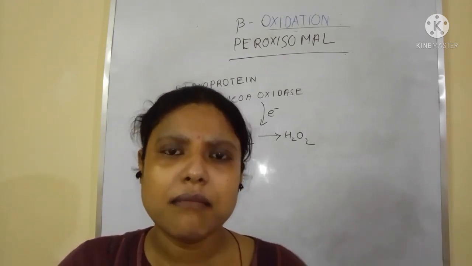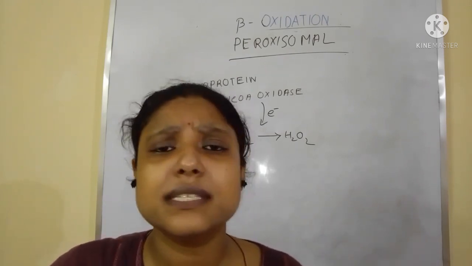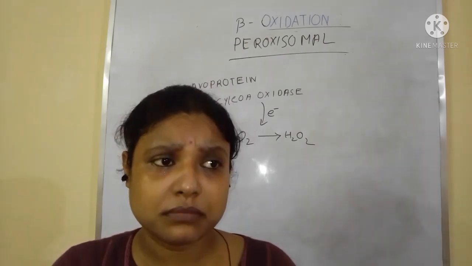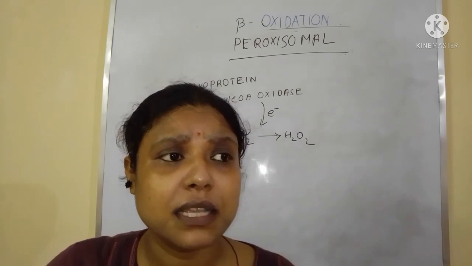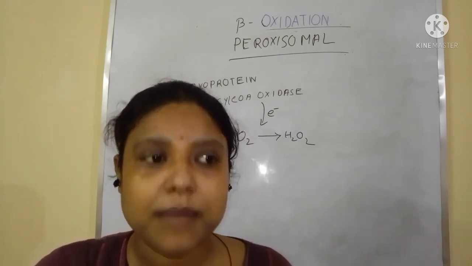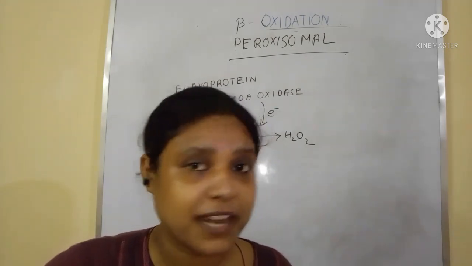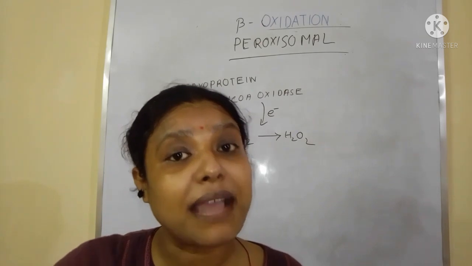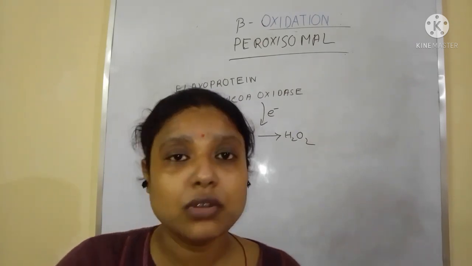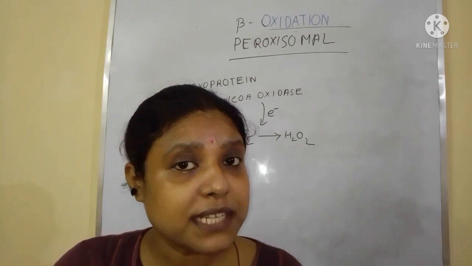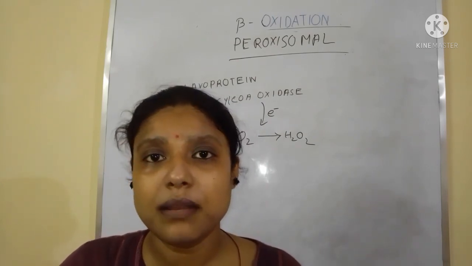This is the main difference, and another difference is that, as I explained, complete oxidation of the fatty acid is not possible in the peroxisome. The complete oxidation of the fatty acid generally occurs in the mitochondrial membrane. So these are the main differences between peroxisomal beta oxidation and mitochondrial beta oxidation.